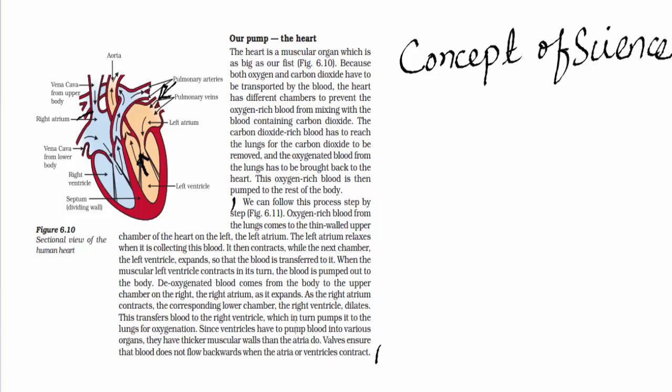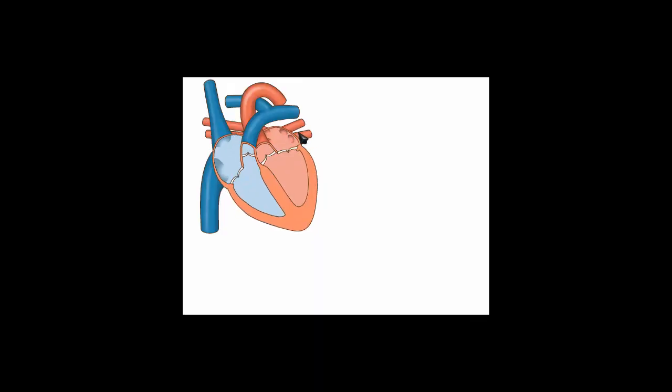Now let us try to understand this mechanism through animation. You can see in this animation, this left atrium, left ventricle, right atrium, right ventricle. When the left atrium is relaxing, the blood is flowing from the lungs, which is pure blood, to the left atrium. When it is contracting, the blood is flowing here. When this left ventricle is contracting, the blood is flowing to the body.